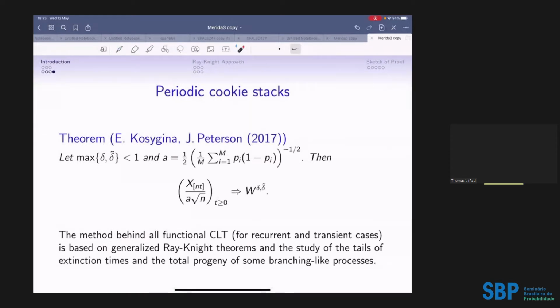A result of a similar character for our process was established by Kosygina and Peterson in a second paper, but their CLT relied on the cookie stacks being periodic, by which I mean you go deterministically from i to i+1 with probability 1. And this had the advantage that the amount of drift or bias resulting from one site is always going to be bounded. So that enabled them to do a couple of things that weren't available to us.